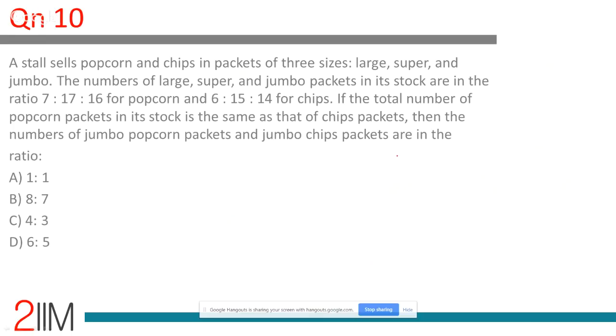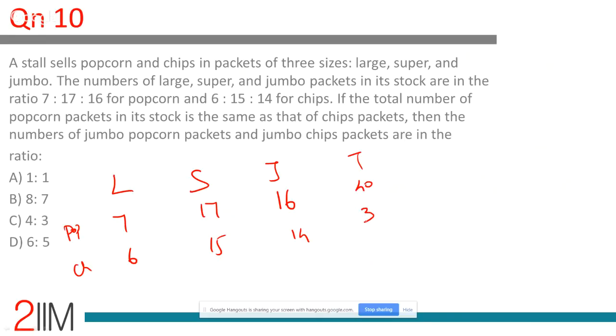No, not rocket science. All sells popcorn and chips in packets, 3 sizes, large, super, and jumbo. The number of large, super, and jumbo packets in stock are in the ratio 7, 17, 16 for popcorn, and for chips, it is 6, 15, 14. If the total number of popcorn packets in its stock is the same as the total number of chips packets, and the number of jumbo popcorn packets and the jumbo chips packets, okay, this is, let's say, total 7 plus 17, 24 plus 16, 40, 21 plus 14, 35.